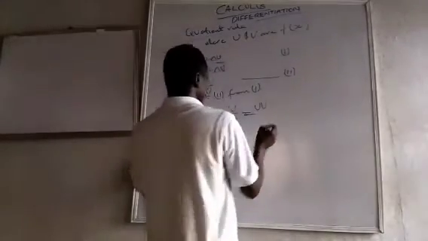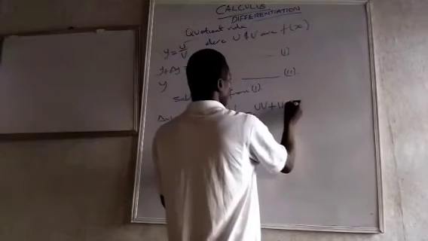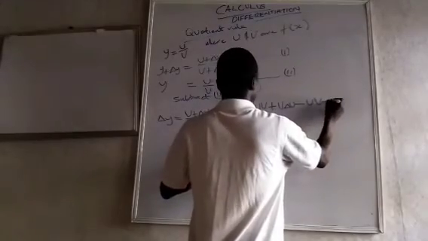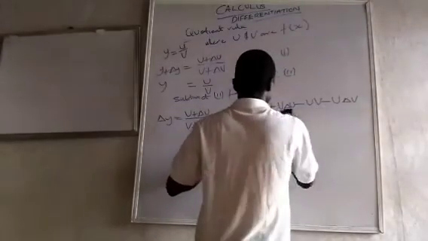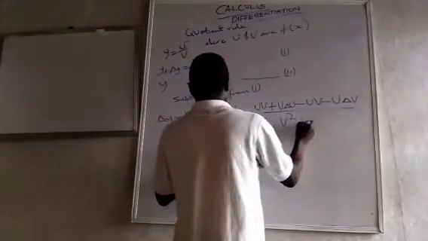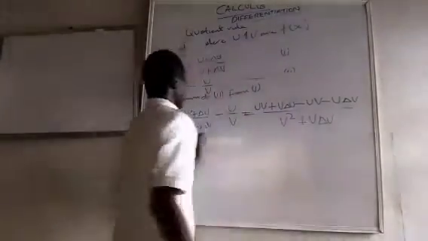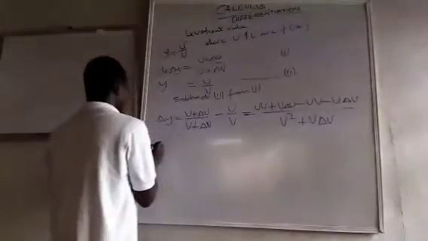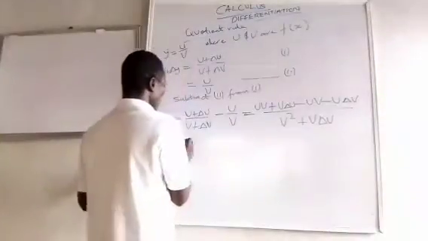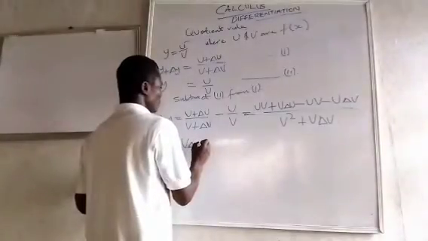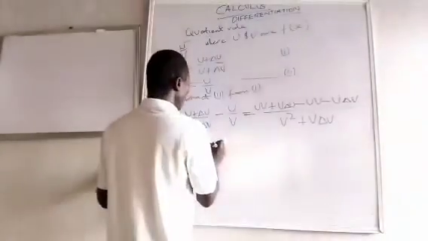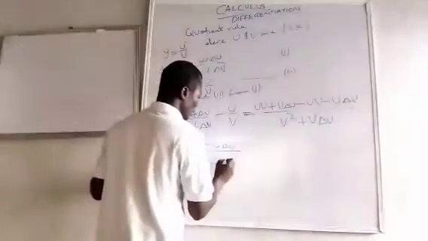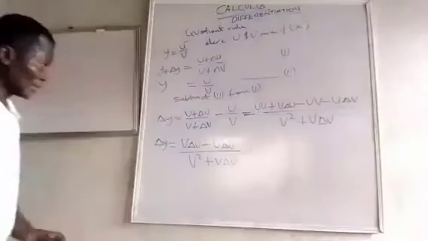You can see. Now, we are going to have UV plus V delta U minus UV minus U delta V over V squared plus V delta V. That's the expansion. Therefore, this one we cancel. I'm going to have delta Y is equal to V delta U minus U delta V divided by V squared plus V delta V. That's what I'm going to have.